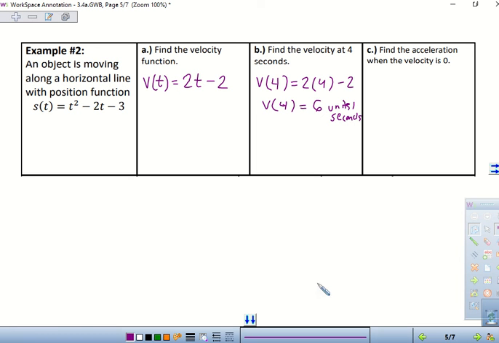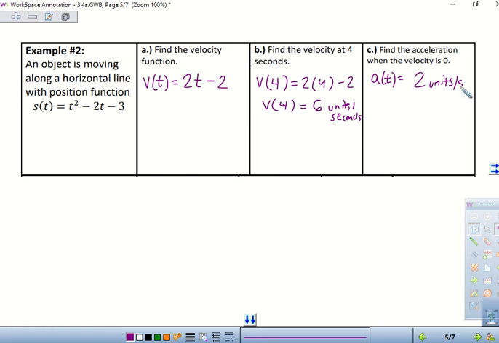Find the acceleration when the velocity is 0. So first we need to even find the acceleration formula to begin with, right? To find the acceleration formula, you take the derivative of the velocity formula. So it's just the second derivative of the initial position. So what would be the derivative of the velocity here? 2. Just 2. So does it matter when they want us to find the acceleration for?